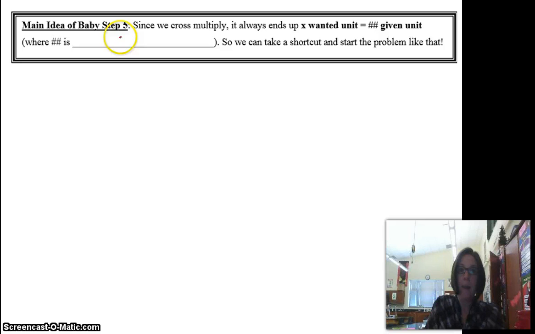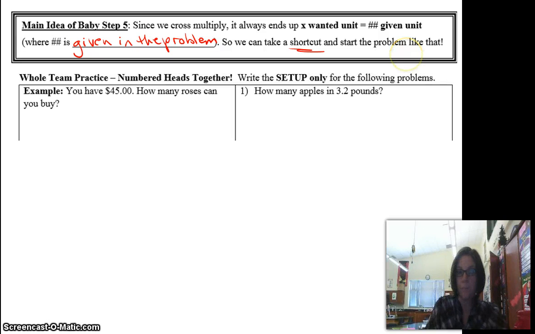So really the main idea of this whole baby step is because we know we're going to, don't tell your math teacher I said this, cross multiply both sides by the denominator. It's always going to end up with X by what you want, an equal sign, and then the number that was given in the problem. So we can just take a little shortcut and we can set up the problem that way. Here's what I mean by we can set up the problem like that.